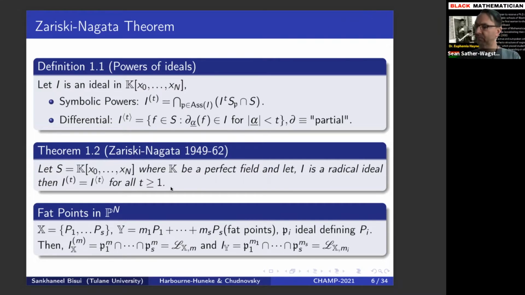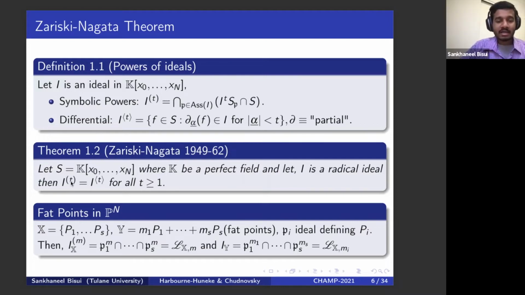So the Zariski-Nagata theorem tells us that the symbolic power and the differential power of a radical ideal inside the polynomial ring are always the same. And one more thing to mention about these powers: both the symbolic power and the differential power are defined for a more general setup, but for the perspective of my talk, since all of the work is in polynomial rings, I am just going to stick to the definition applicable for polynomial rings.